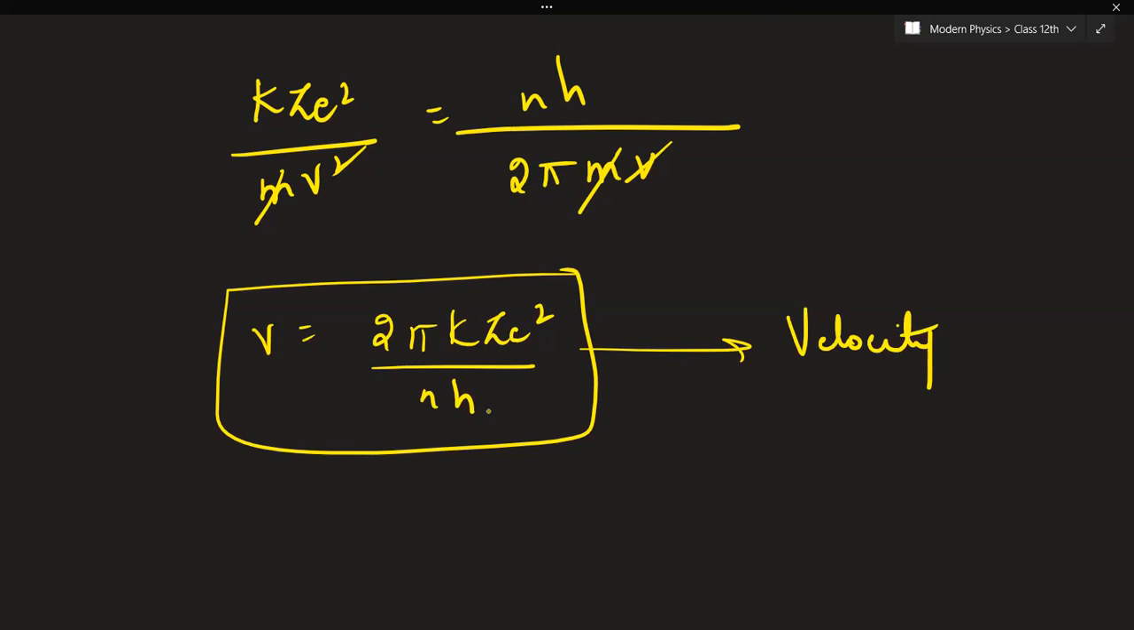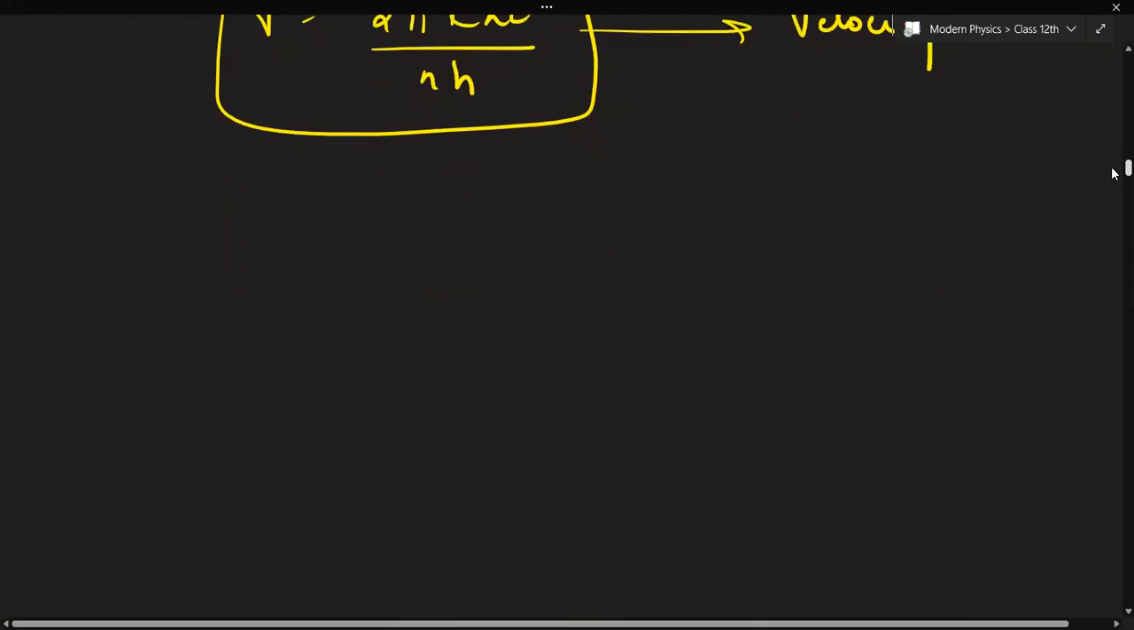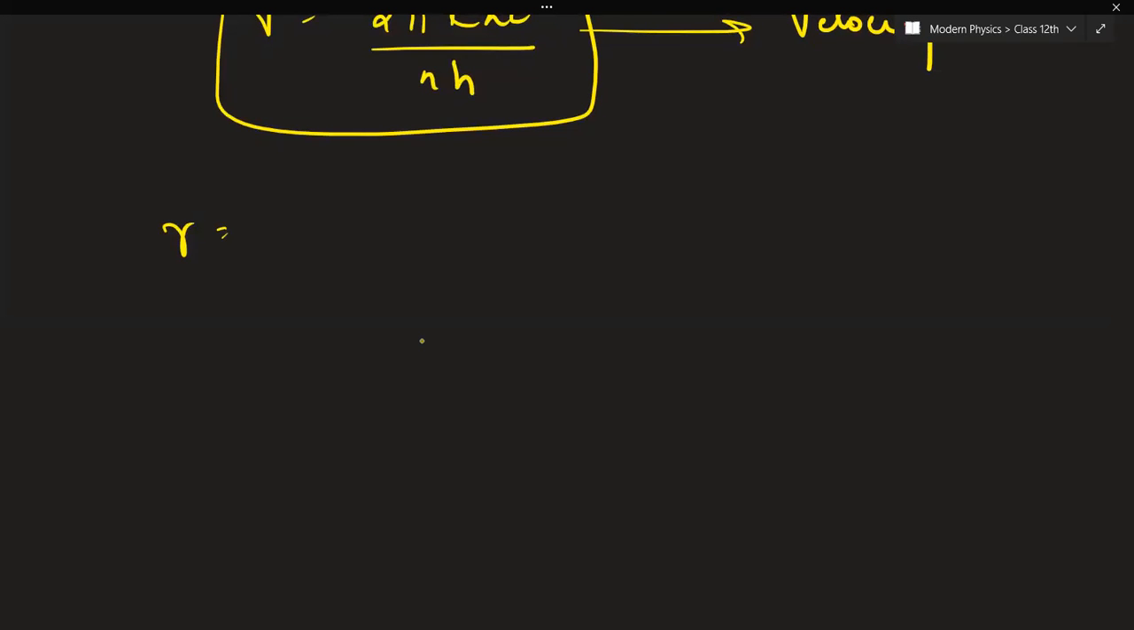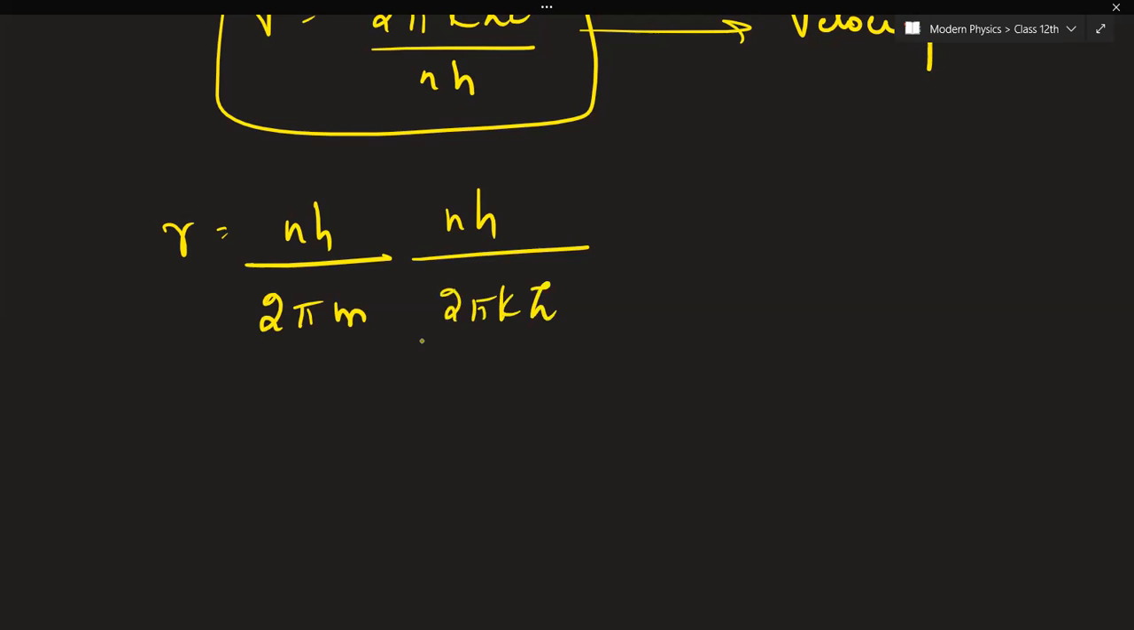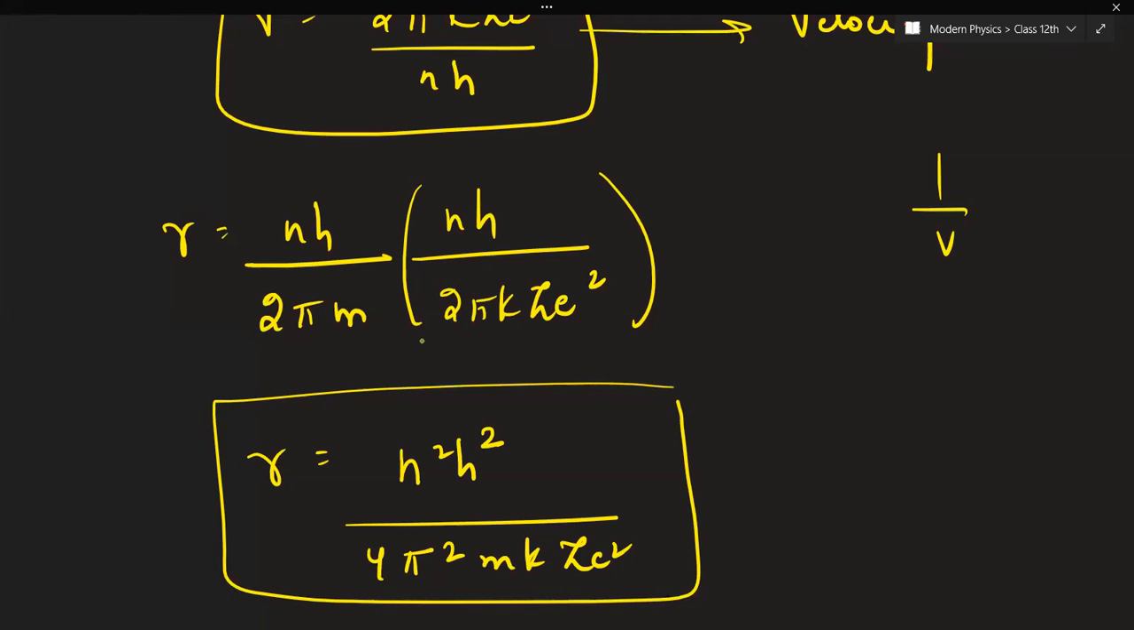Now velocity is this, but let us also calculate the value of radius. Because in this second formula, only velocity is remaining. Velocity is unknown, so let us keep the value of velocity from here. R was equal to nh by 2 pi mv, right? So 2 pi m will be there. Instead of v in the denominator, we'll write 1 by v, where v is 2 pi kZe square by nh, which we have derived. So R becomes n square h square by 4 pi square m k Z e square. This is the formula of radius.